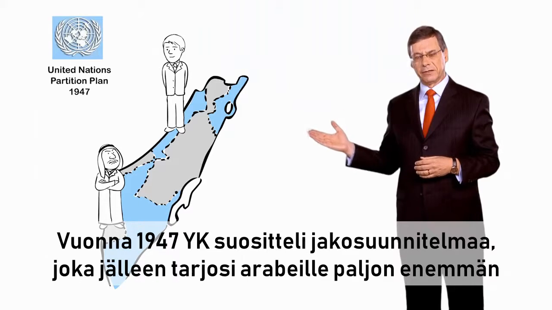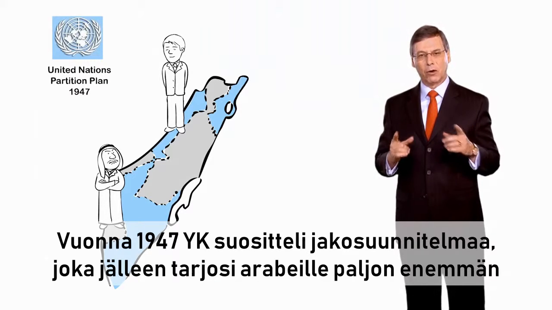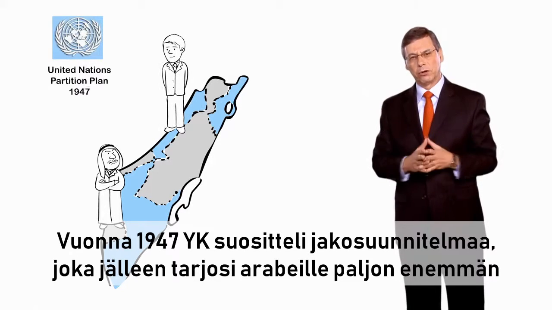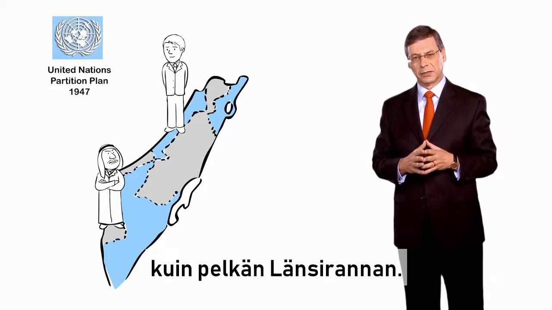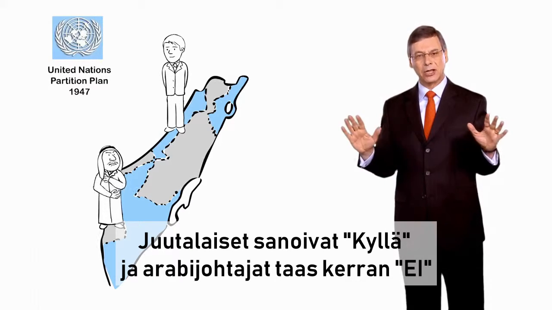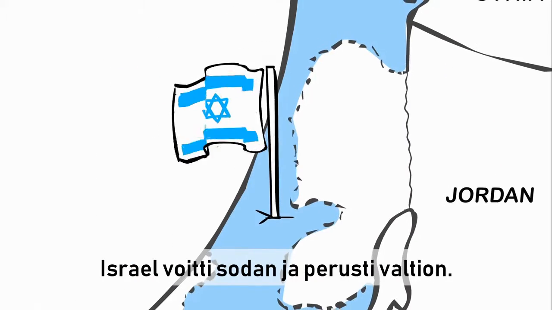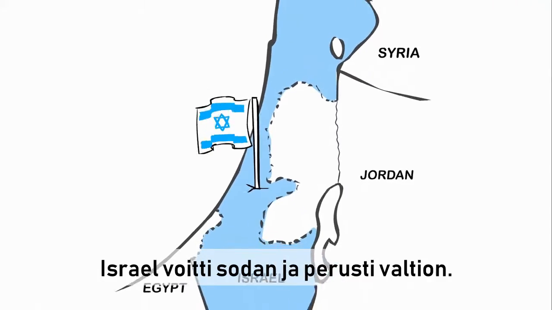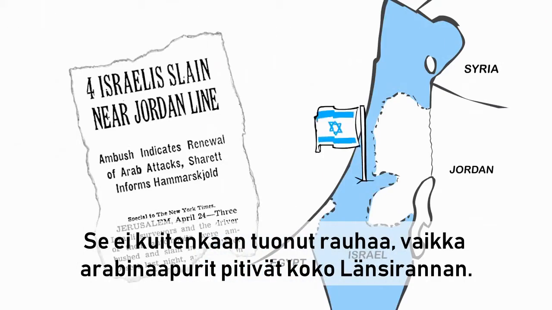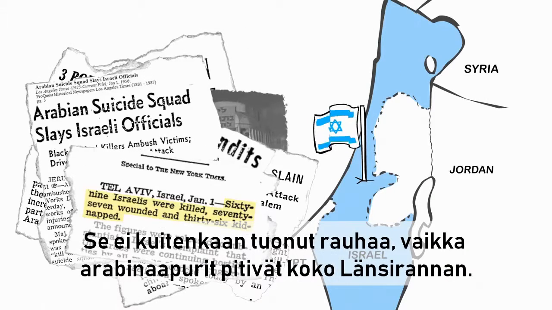In 1947, the United Nations recommended the partition plan, which again offered the Arabs far more than just the West Bank. The Jews said yes. The Arab leaders again said no, and launched a war of extermination. Israel won that war, established the state, but did not know a day of peace, despite the fact that its Arab neighbors held the entire West Bank.